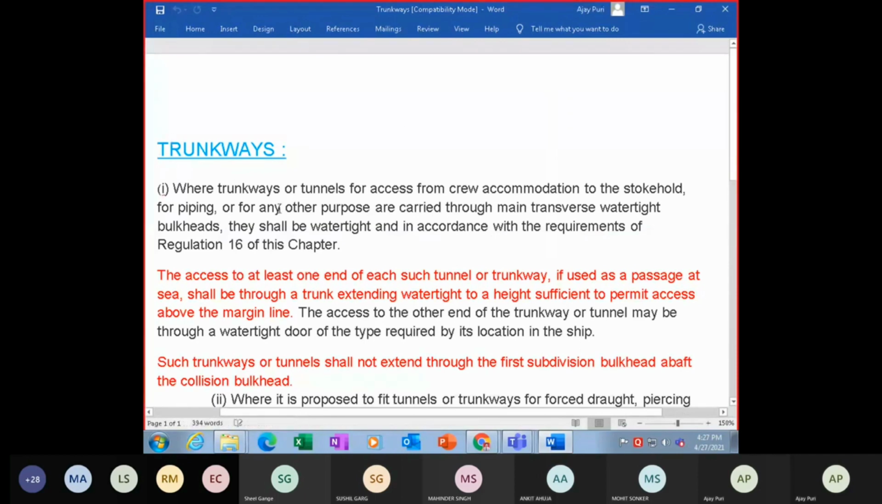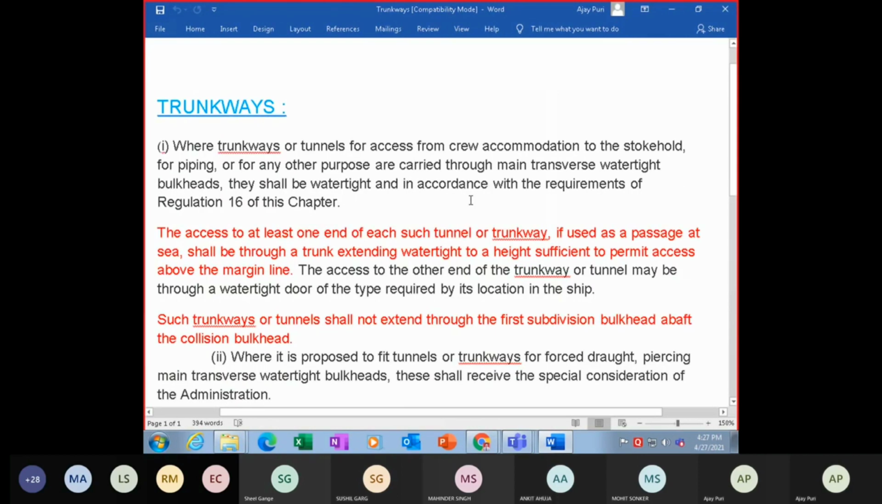So when trunkways or tunnels for access of crew accommodation to stokehold, for piping or other purposes are carried out through main transverse watertight bulkheads, they should be watertight. As I had explained, these are the passageways for the crew where the midship accommodation was there. Then you had crew living in aft quarters and midship for the officers and the bridge. So they were passing through the trunkways.